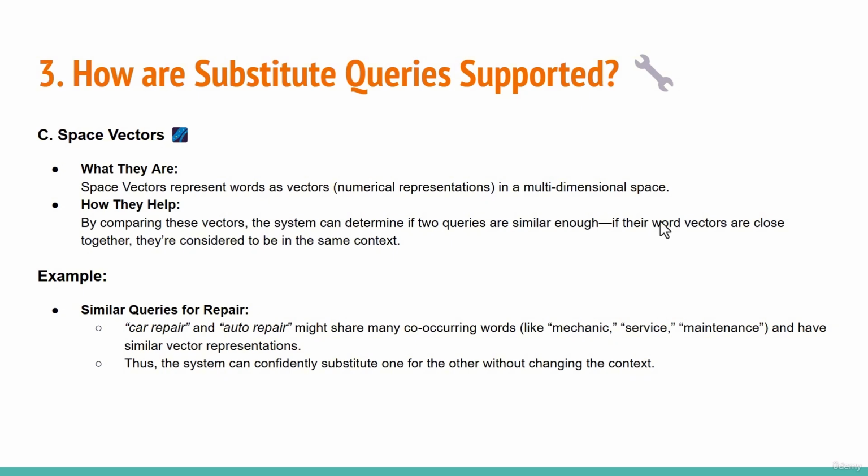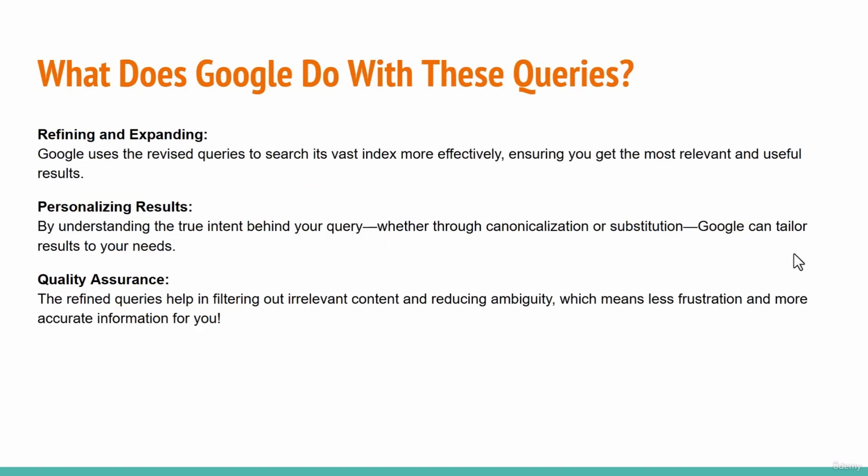For instance, words that frequently co-occur with car repair and auto repair that the search engine often finds are mechanic, service, and maintenance. If the same co-occurring words are not associated with both terms, Google understands that they cannot be interchanged. Basically, what is Google's main overall purpose behind this?